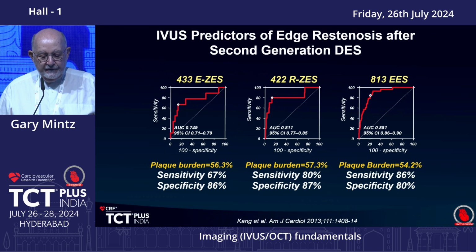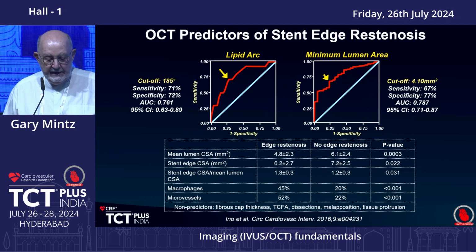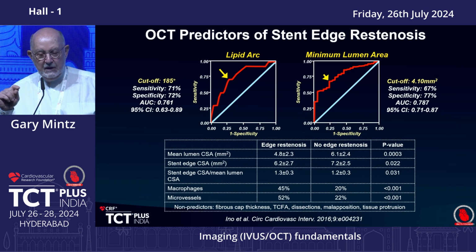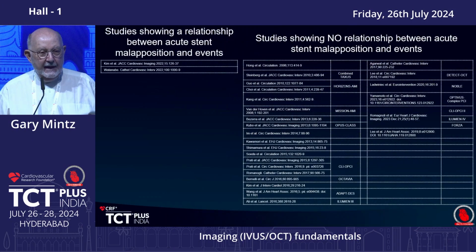In terms of geographic miss, by IVUS we look for a plaque burden of less than 50%. By OCT we look for an arc of lipid less than 180 and a lumen area in the reference adjacent to the stent of more than 4 square millimeters. If you notice, I have not mentioned a word about malapposition.